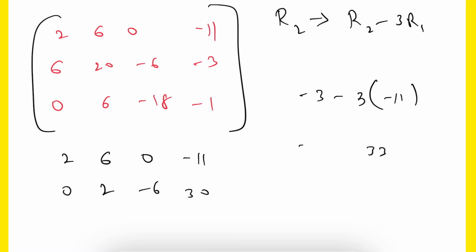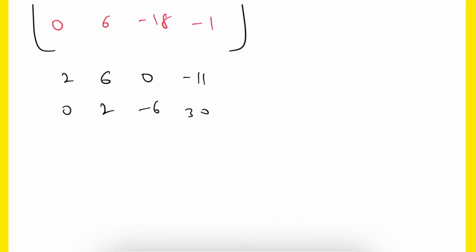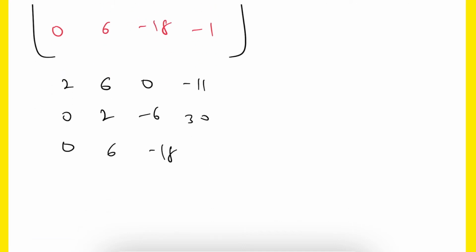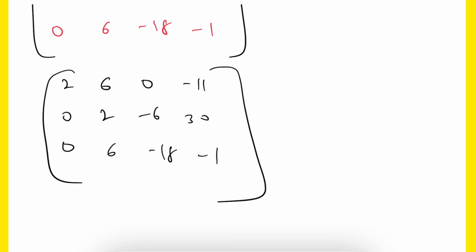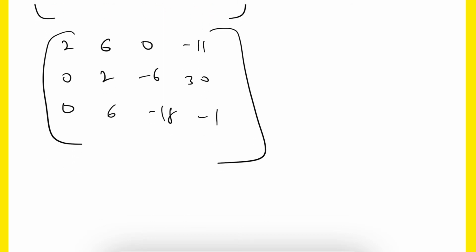Now the third row I am not doing any modification. So the third row let me write as it is. That will become 0 6 minus 18 minus 1. And next I will change according to R3. So only R3 I will change because here 6 is there, right? Okay, done. So R3 I will change to R3 minus 3R2.